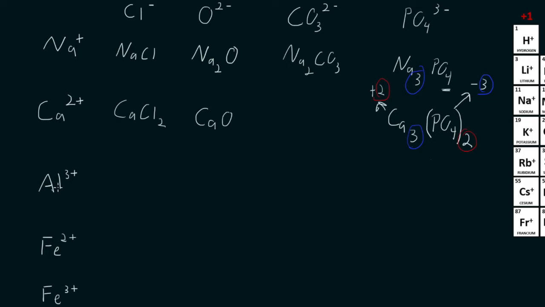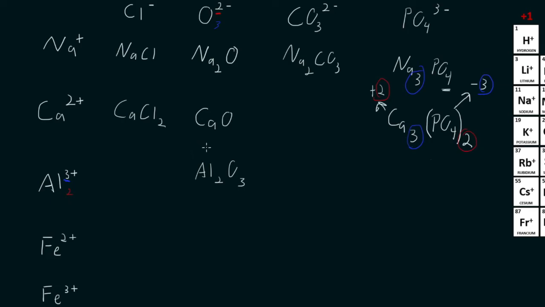So let's try that again with aluminum oxide. Aluminum is 3+, so how many oxygens do I need to bring? Well, I've got this 3 here, so that means I'm going to need to bring 3 oxygens. And I've got this 2 here, so that means I'm going to need to bring 2 aluminums. So I bring Al2O3, and that's going to be my aluminum oxide.